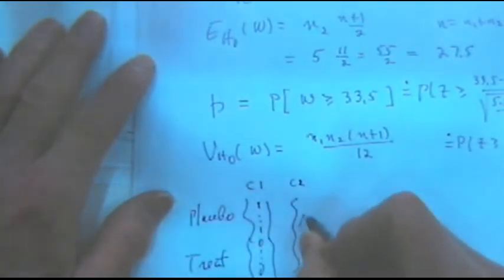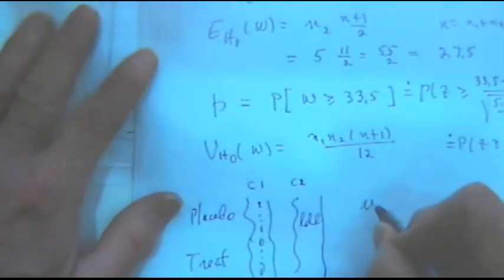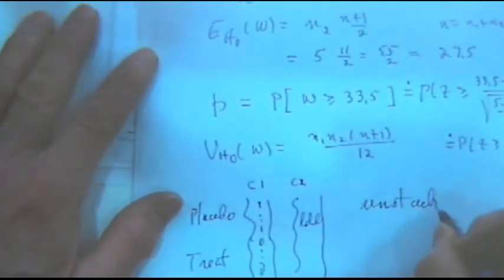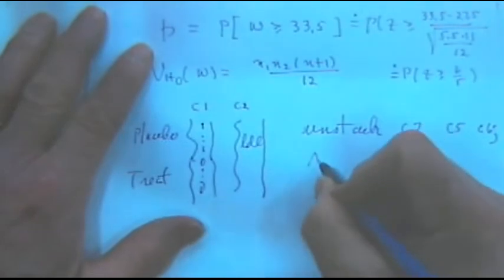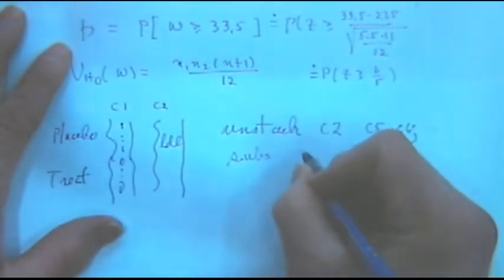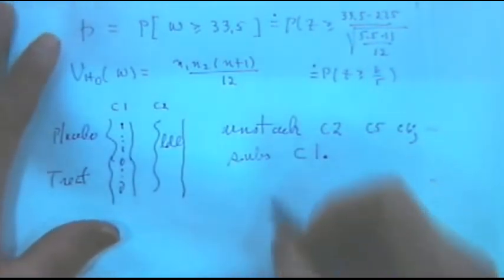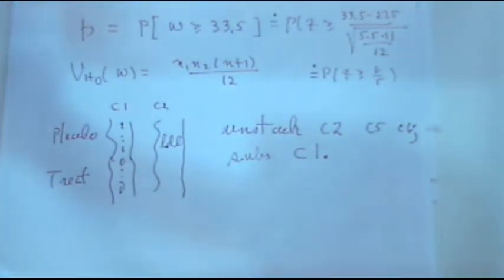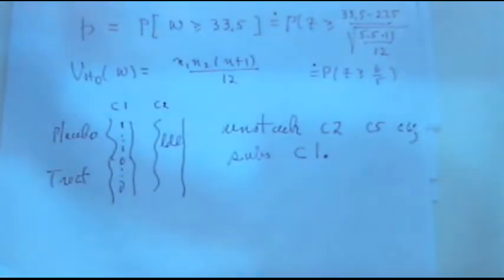And C2 had my LDLs measured after 6 weeks. So I just did unstack C2, and I need 2 columns. And the subcommand is subscripts; the subscripts are in C1. You can do that with clicking too. I think there's a way to click that. We'll see that later.